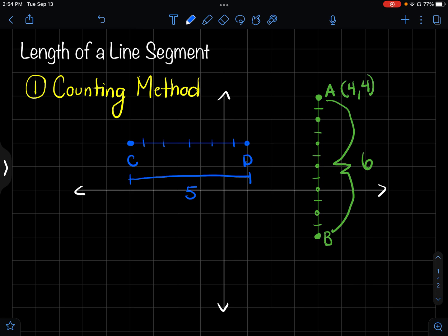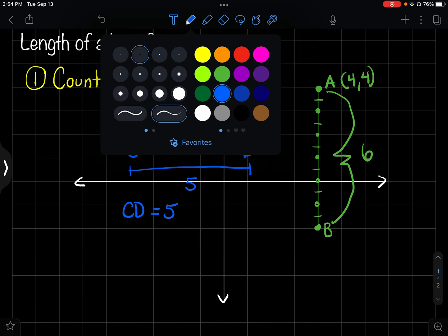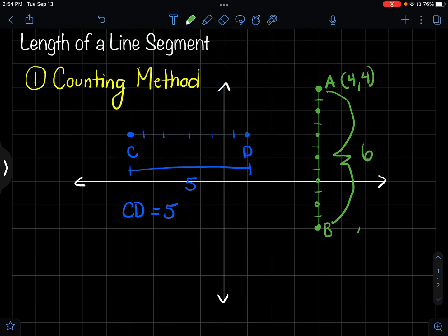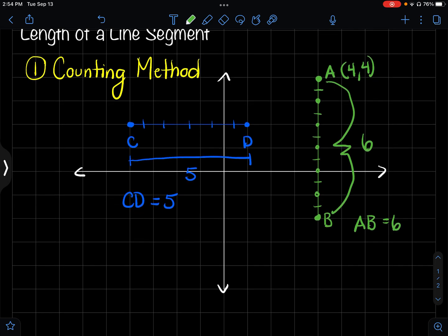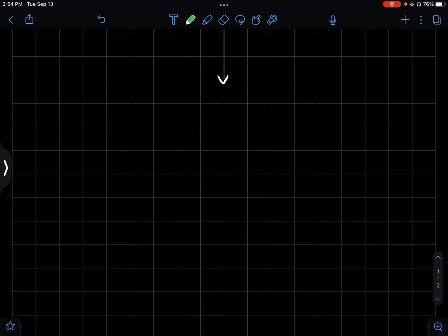When we're talking about the coordinate plane, I want you to think about it as a ruler. So when we find the distance, essentially we're measuring the length, and we can say that the measure of CD is equal to 5. And over here we can say that the measure of AB is equal to 6. Now, the counting method is only going to work if you have a horizontal or a vertical line.